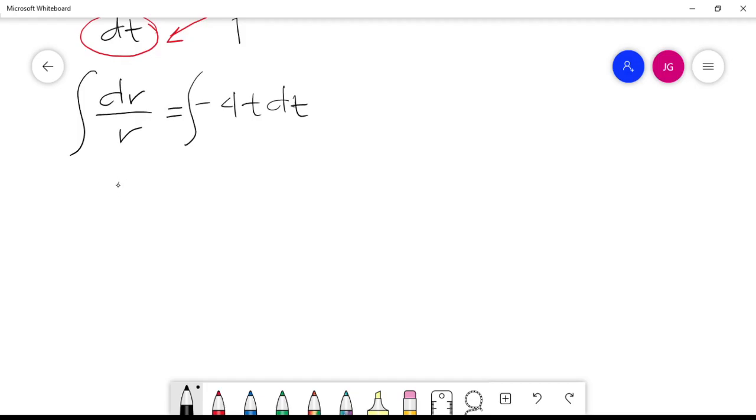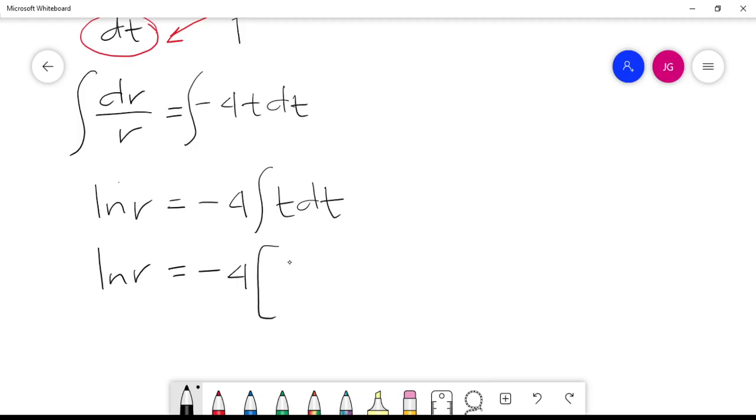Okay? So ito ang new equation is dr over r. So integrate nato siya, that is ln r equal to, pagawas nato ang ato ang constant, that is negative 4, then integration of t, then dt. So ato ang new equation is ln r is equal to negative 4, then integration sa ato ang t dt is t raised to 1 plus 1, then over 1 plus 1. Okay, then plus the constant.